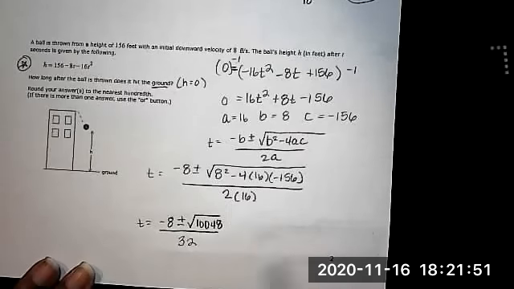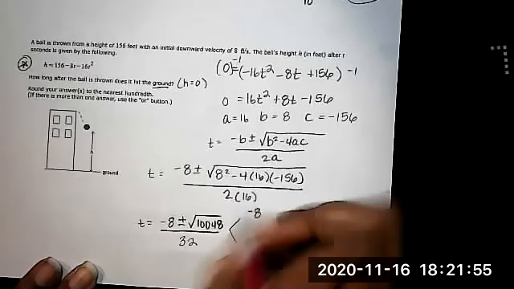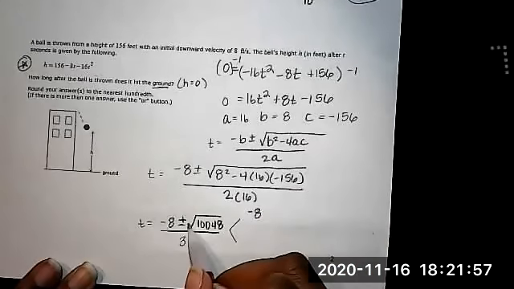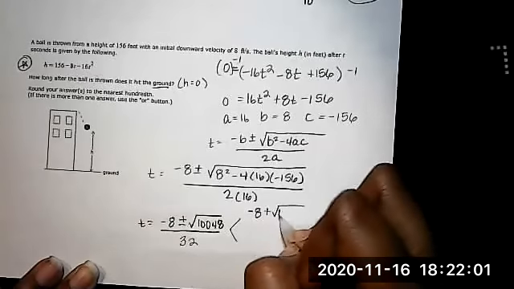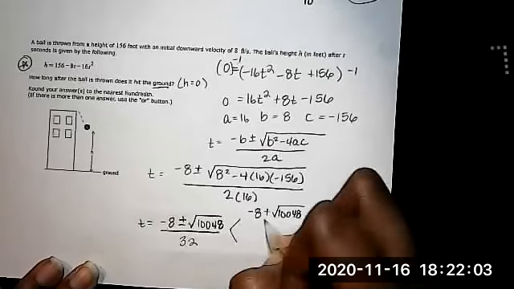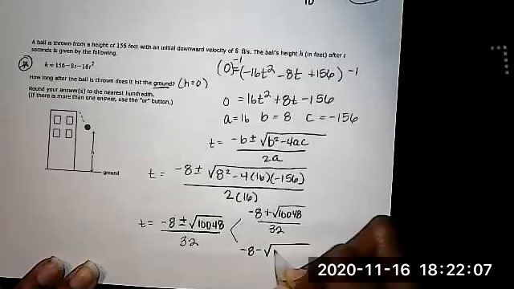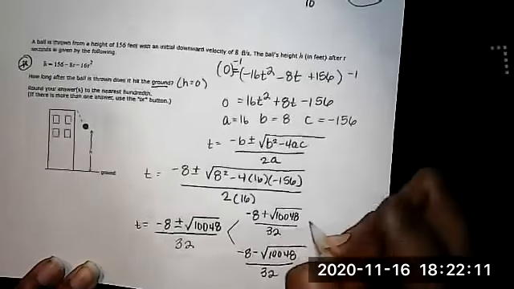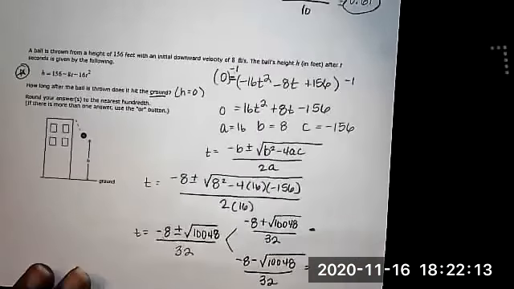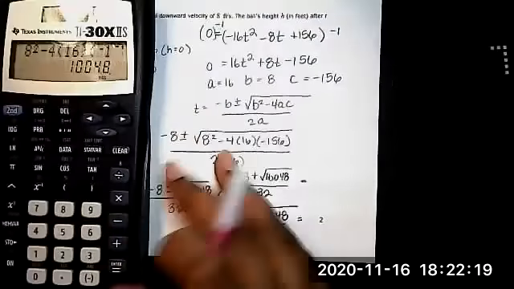Now that I have this, now is when I split them up. Negative 8, and remember, this always stays the same. This plus or minus is what changes. First, you have a plus here: negative 8 plus the square root of 10,048 over 32, and then negative 8 minus the square root of 10,048 over 32. You may or may not have two answers here. We'll see.